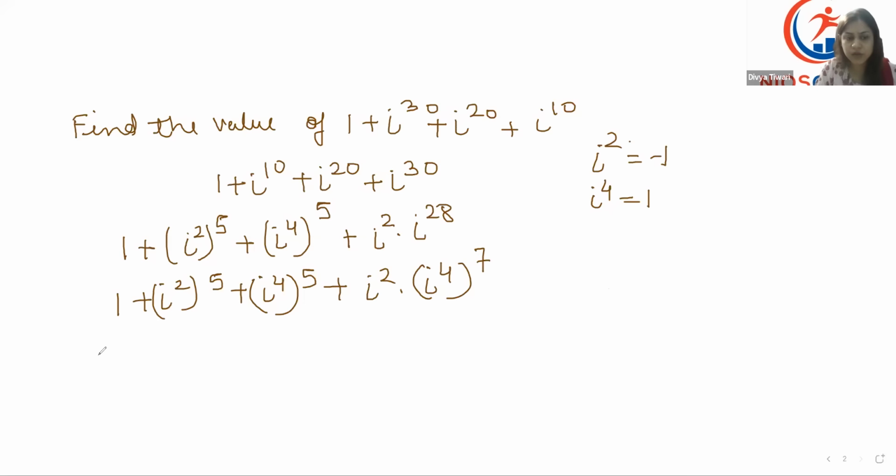Now I will substitute the values as I know. This will be -1, this will give me +1, this will give me -1. So when you solve it, you will observe that the answer is equal to what? 0. So the value of the given expression will be 0. Is it clear to both of you? You can see such kind of question for 1 mark in the paper.